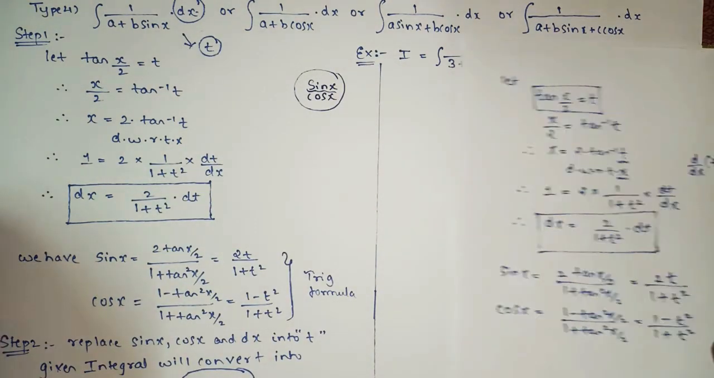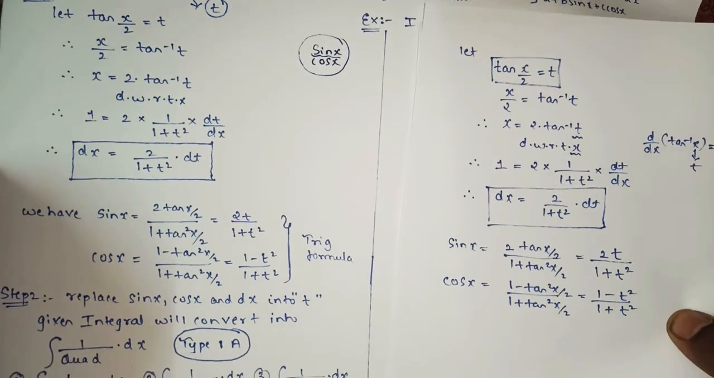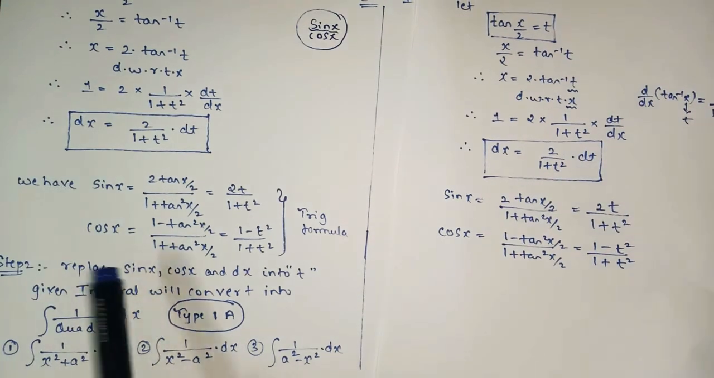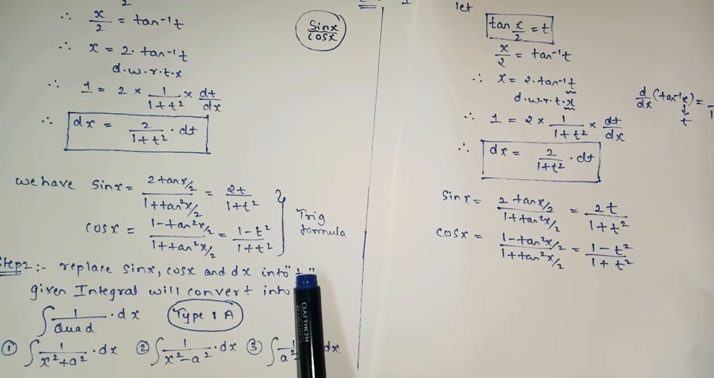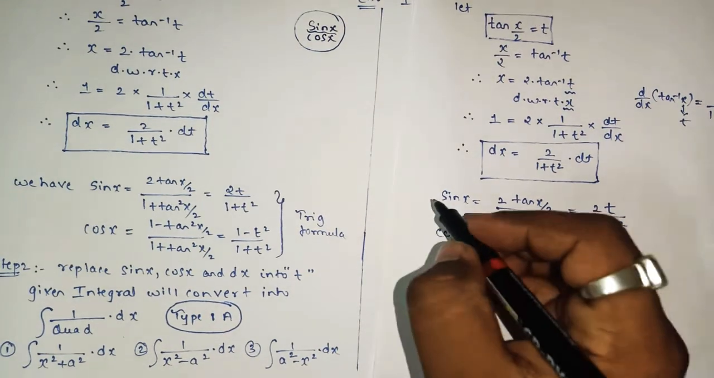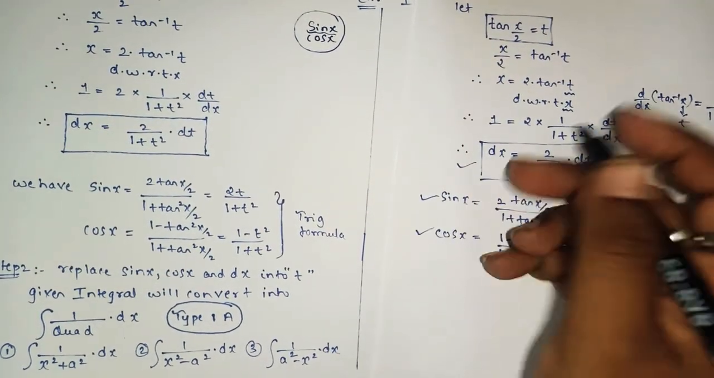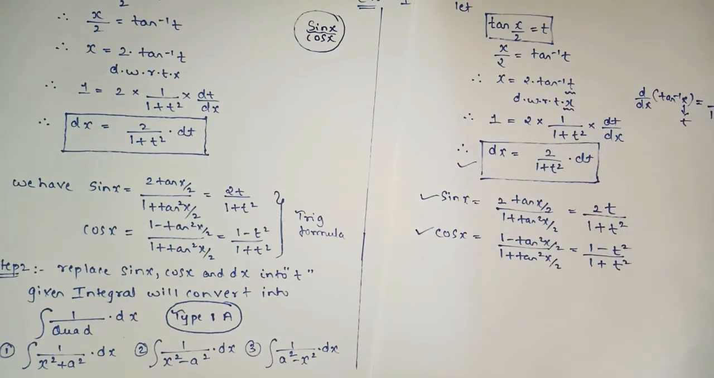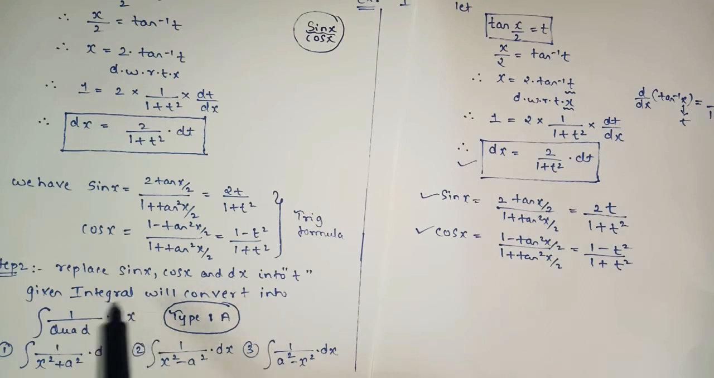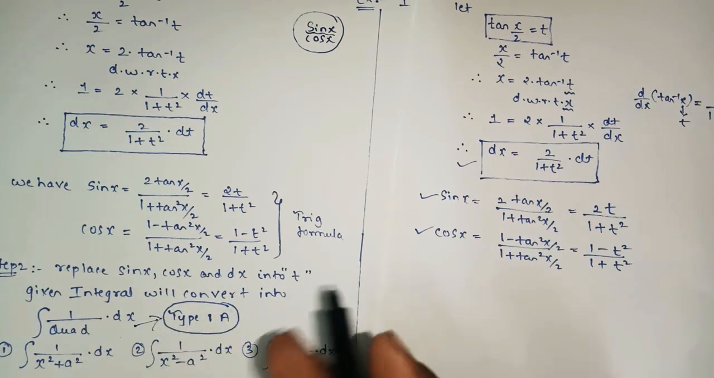Now what is step number 2? Here I clearly mentioned: replace sin x, cos x and dx with t. In step number 2, you replace sin x, cos x and dx in the given integral with t. The given integral will then get converted into 1 upon a quadratic, and we know that 1 upon a quadratic is what we call type number 1a. Yes or no?